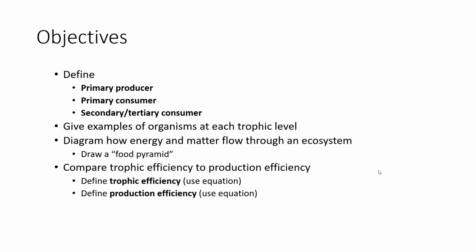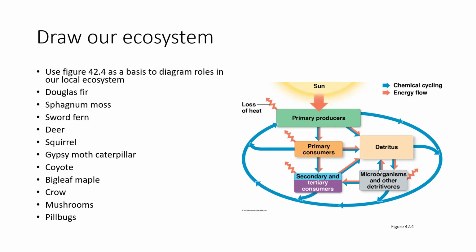diagram how energy and matter flow through an ecosystem, drawing a food pyramid, compare trophic efficiency to production efficiency, defining both trophic efficiency using an equation and production efficiency using an equation. We're going to draw our ecosystem in class.